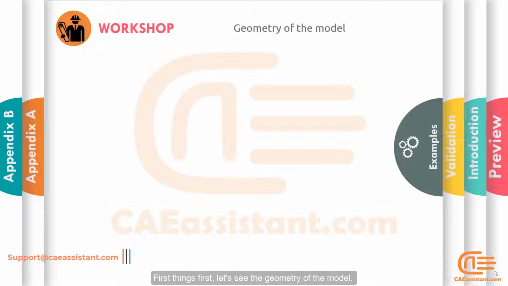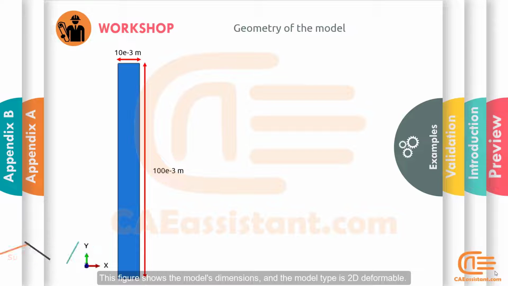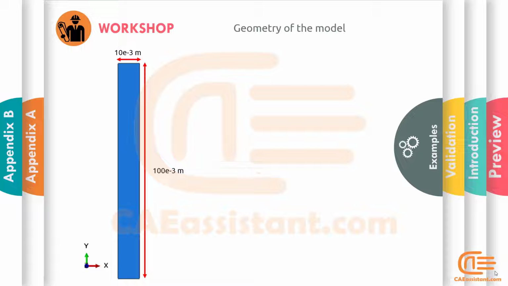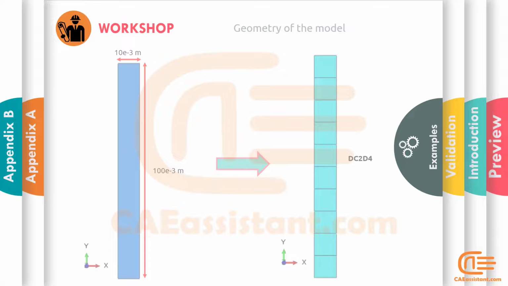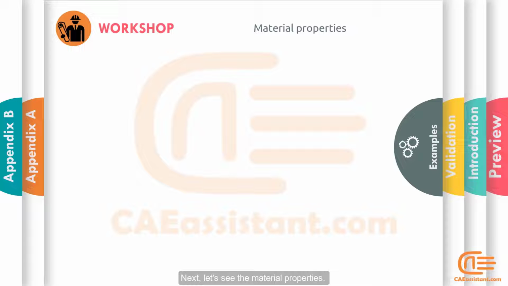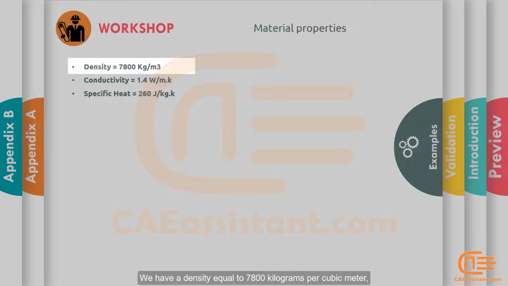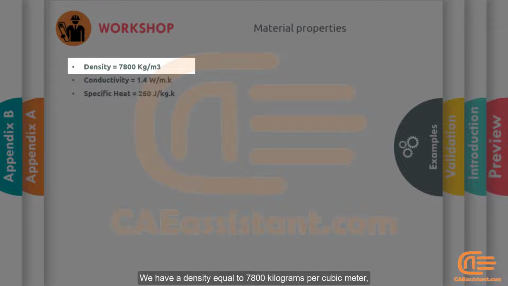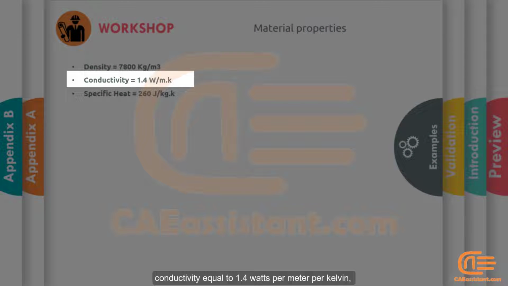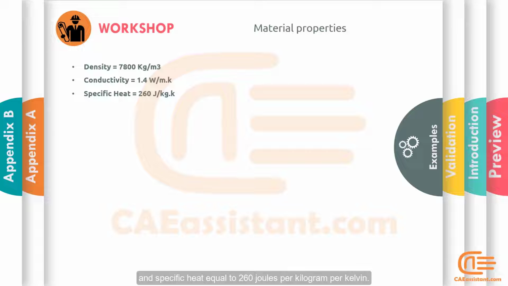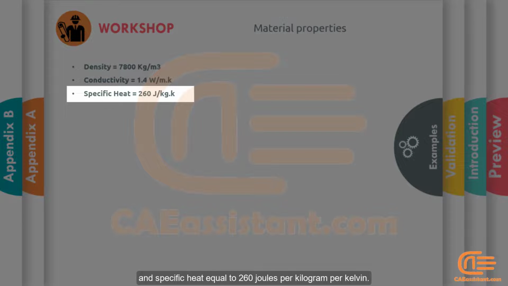First things first, let's see the geometry of the model. This figure shows the model's dimensions and the model type is 2D deformable. This model contains 10 elements and 22 nodes, and the element type is DC2D4. Next, let's see the material properties. We have a density equal to 7,800 kilograms per cubic meter, conductivity equal to 1.4 watts per meter per Kelvin, and specific heat equal to 260 joules per kilogram per Kelvin.